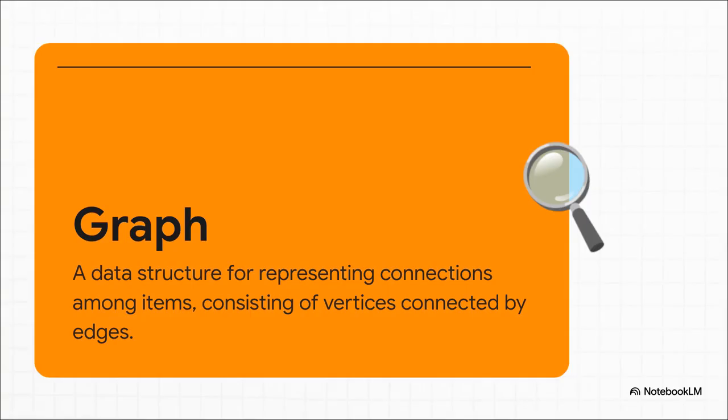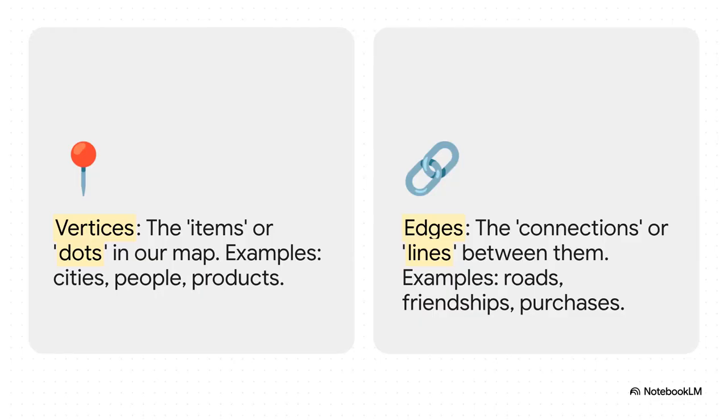Okay, so the official textbook definition is that a graph is a data structure for representing connections among items and consists of vertices connected by edges. I know, that sounds a little dry and academic, but the idea behind it is about as simple as it gets. It really just boils down to two key ingredients. First, you have vertices. Those are just the items, the dots. A vertex could be a city on a map, a person on a social network, or a product in a store. And then you have edges. Those are the connections, the lines that link the dots together.